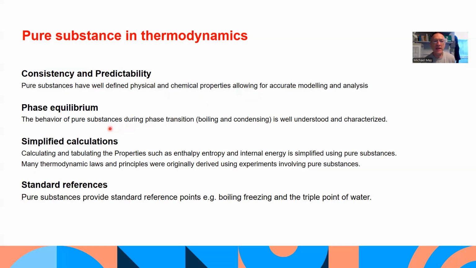Phase equilibrium, the behavior of pure substances during phase transition, boiling and condensing, is well understood and characterized. So if we had a degree of salt, for example, in water, it would change its boiling point. So that's why it needs to be fixed every time. So pure water is free from any other contaminants, and we know when it's going to boil and when it's going to condense. It simplifies calculations. So once again, if we're dealing with something that has a degree of unpredictability to it, then the calculations are not going to work out, or they become a lot more complicated.